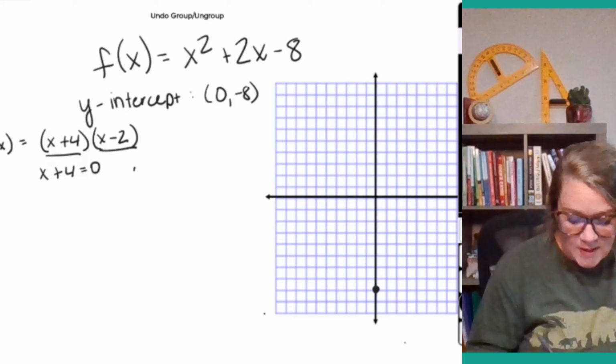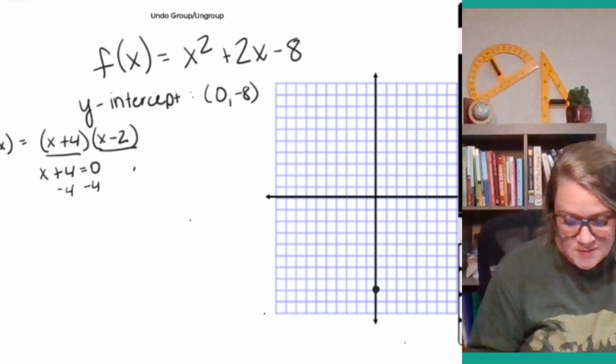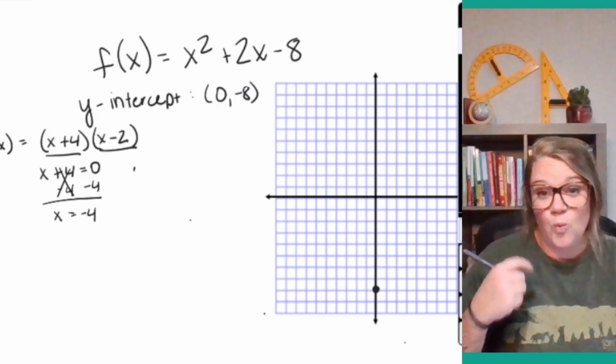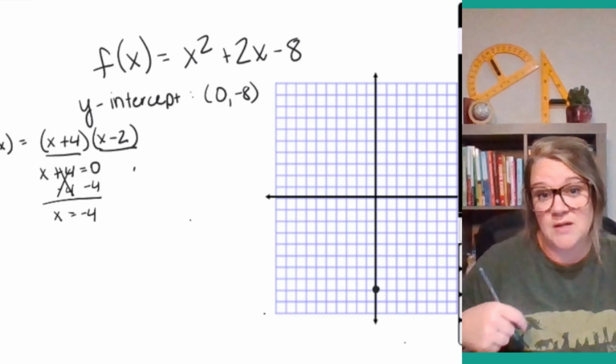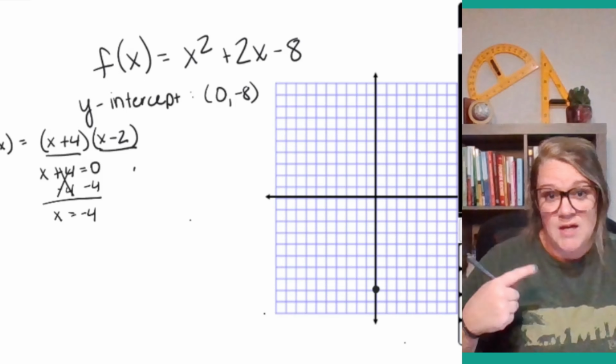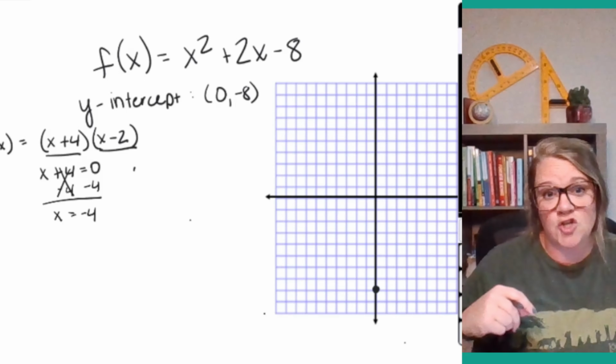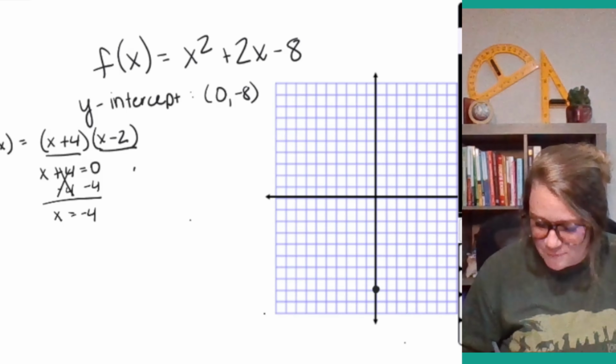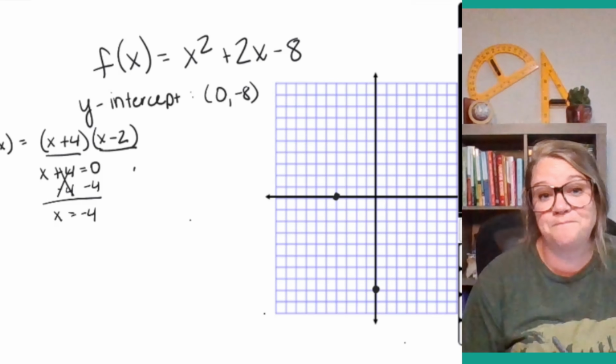So I'm going to do that. Subtracting 4 on both sides. This cancels, we get x equals -4. What does this tell me? This tells me one of my x-intercepts. This curve is going to cross the x-axis at a -4. 1, 2, 3, 4. I know it has to go through that point right there.